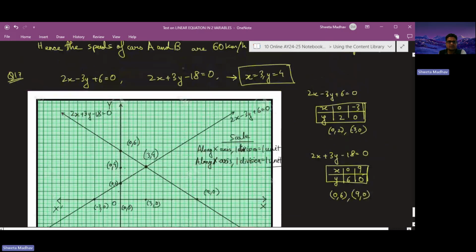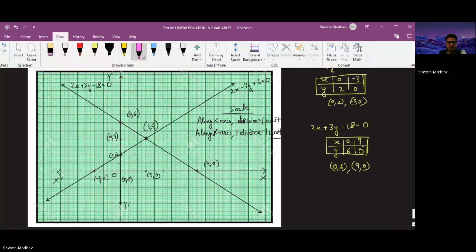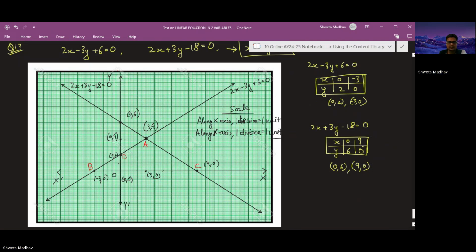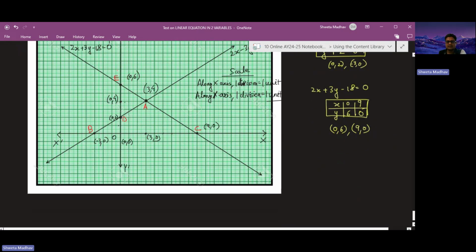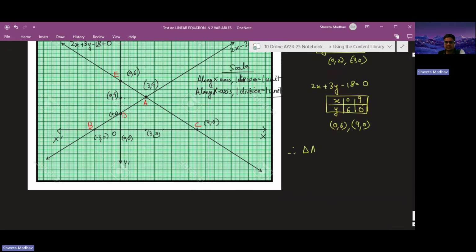You have to find the ratio of the two areas, the ratio of AX to AY, which means the ratio of the areas of the triangles formed by the lines with the x-axis and the y-axis. Let's say we give names: this is point A, this is point B, this is point C, this is point D, and this is E. So we can say that triangle ABC means this triangle.